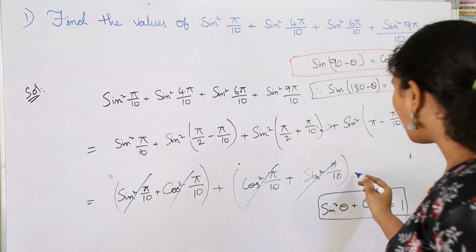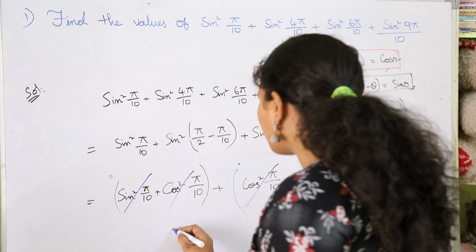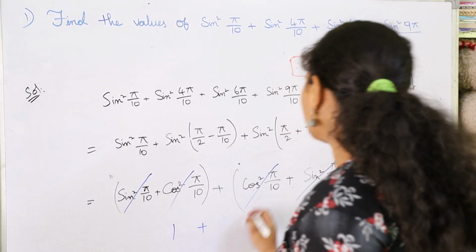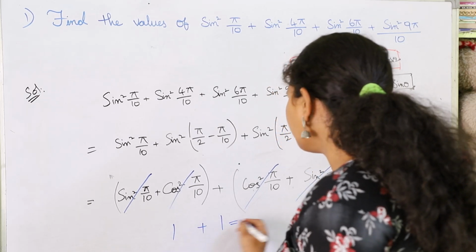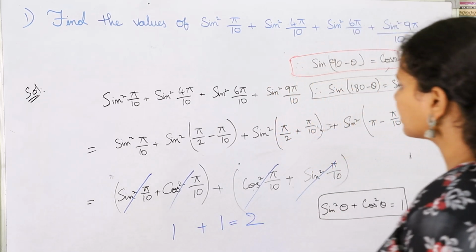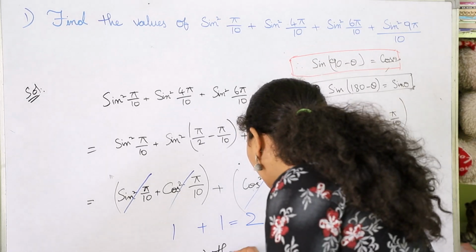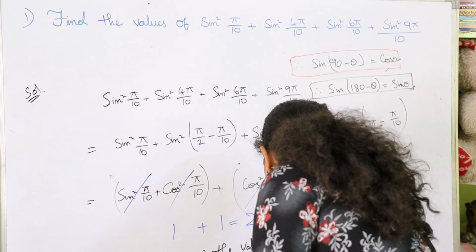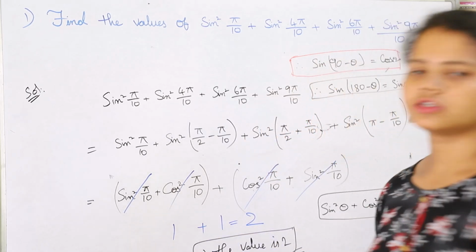So this all becomes what? Here you have sin square theta plus cos square theta equal to what? 1. Okay. And plus as it is, plus cos square theta plus sin square theta equal to what? 1. This is equal to what? 1 plus 1? 2. So let me conclude this. Therefore, the value is 2. Okay. Therefore the value is 2.